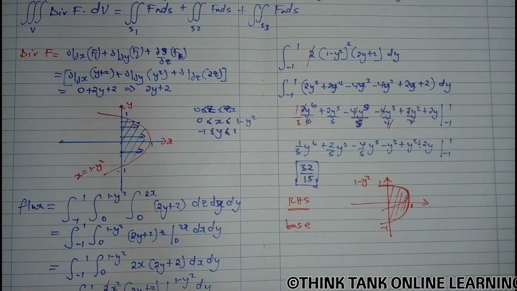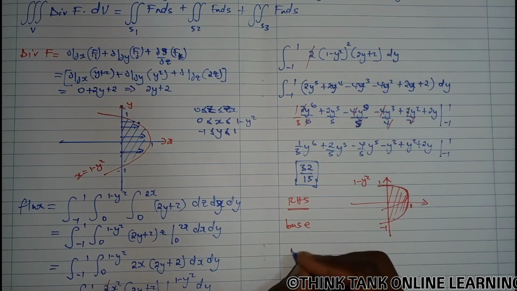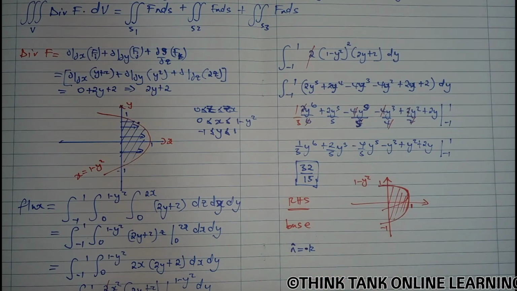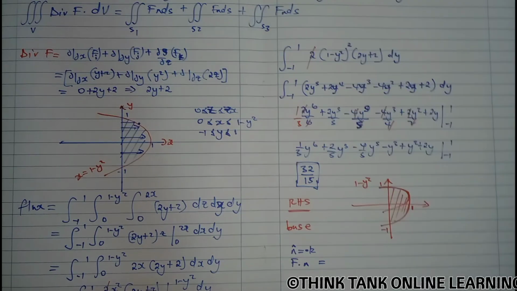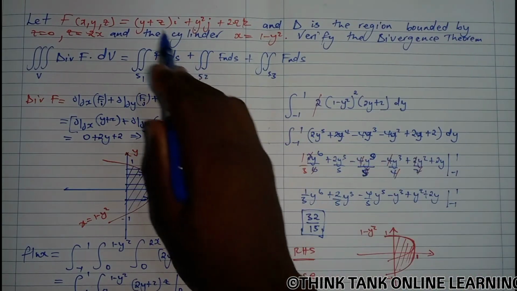And +1 here. Since it's the base, that means the outward direction is going to be below. If it is below, that means the normal is going to be -k. That is going to be the normal, because the opposite is going to be on the -z direction. Now for the normal, we have -k. Now let's calculate f dot n. As for f, we have our vector field, and this is our vector field.